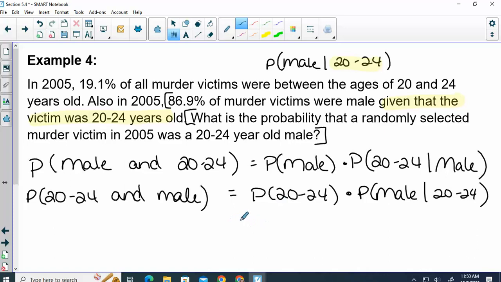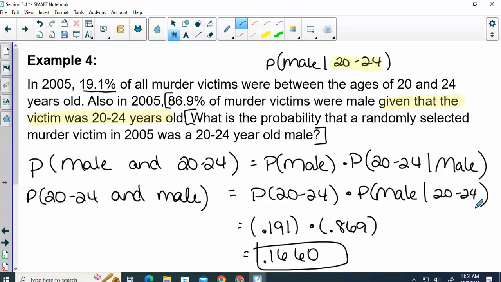Alright, so from this, what was the probability of being 20 to 24 years old? 19.1, so 0.191 times the probability of being male given they were 20 to 24. 0.869. So the probability of being both, 0.16597, so that's 16.60%.